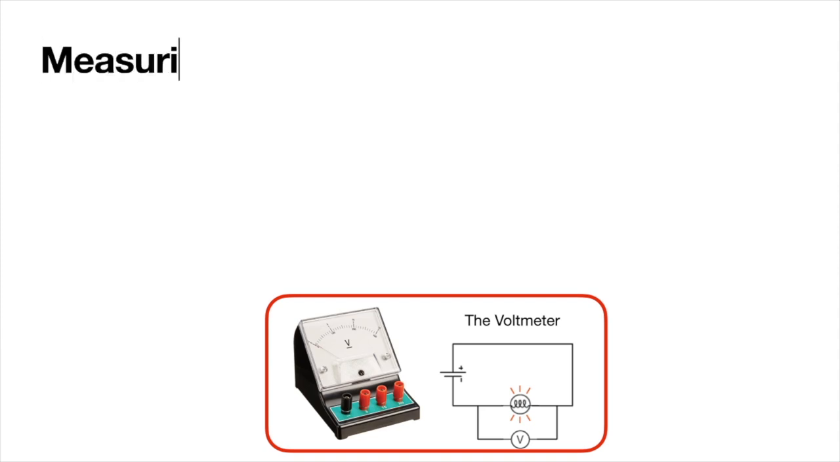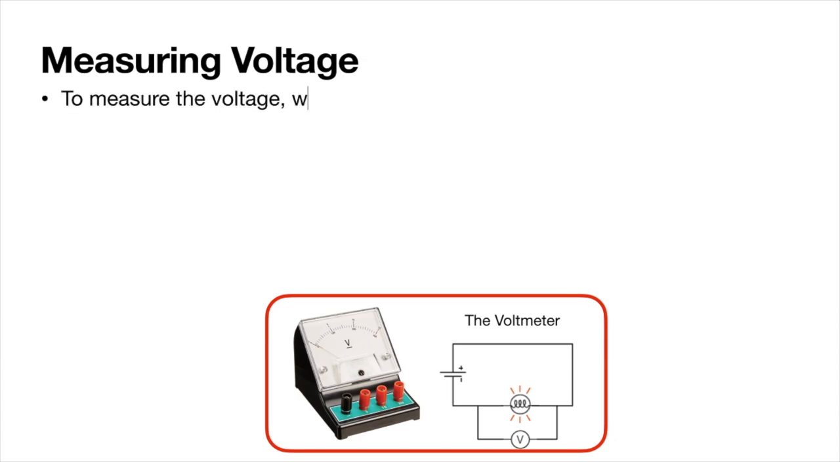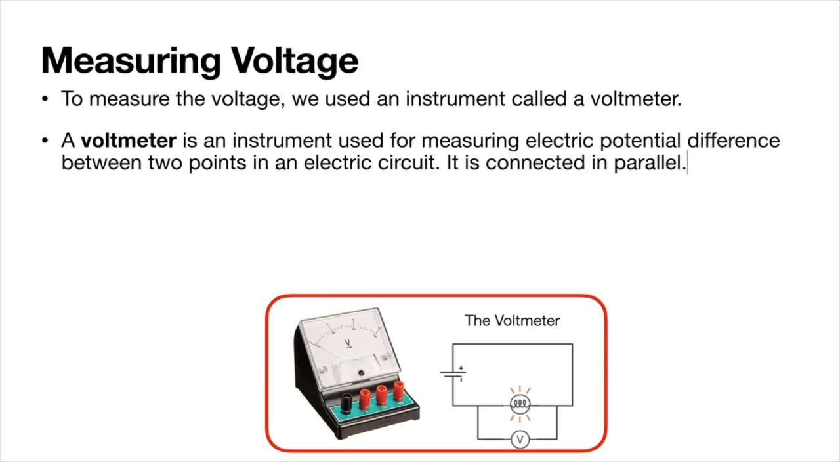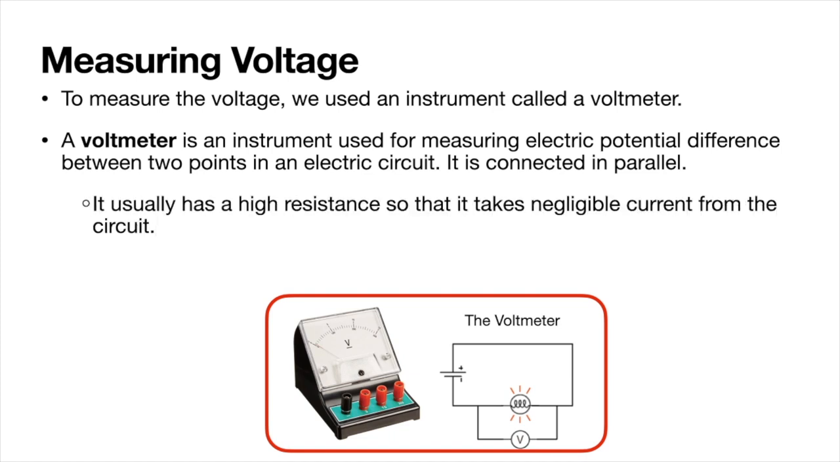Measuring voltage. To measure the voltage, we use an instrument called a voltmeter. A voltmeter is an instrument used for measuring electrical potential difference between 2 points of an electric circuit, and it is connected in parallel. You can see in the diagram there that the voltmeter is on either side of that light bulb. It usually has a high resistance, so that it takes a negligible current from the circuit.